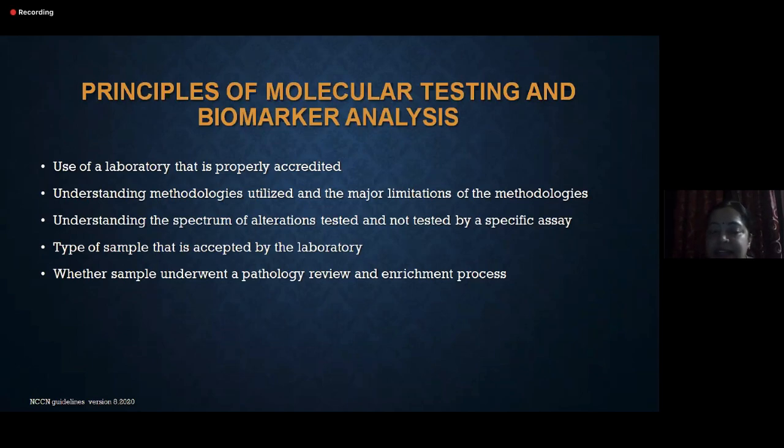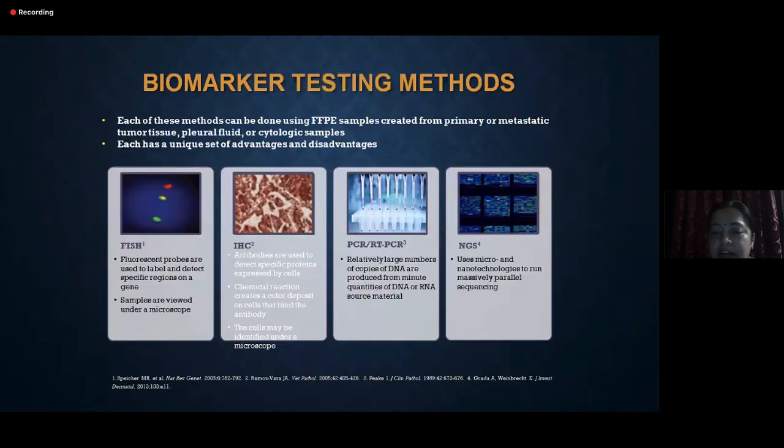We need to know that the sample that we are sending in is accepted by the laboratory, and whether the sample that we send goes through a pathology review and, for example, in Sanger sequencing, gets an enrichment process. I'll not go into the details of each biomarker test, but FISH, as we talked about, is more common for gene rearrangements such as ALK and ROS, IHC for PD-L1 and again ALK, RT-PCR or PCR for the point mutations, and now more and more for broad molecular profiling, we are using NGS.